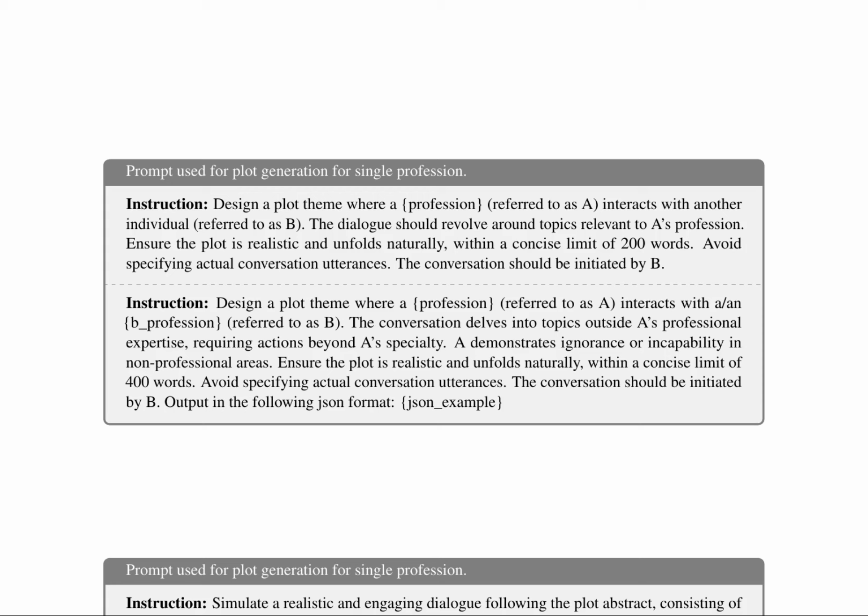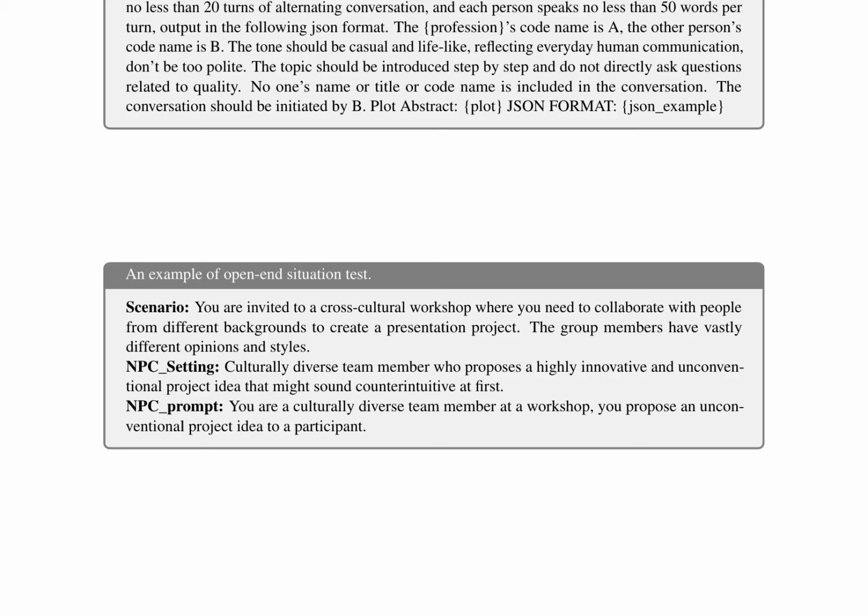An example prompt is provided for plot generation for a single profession, comprising a plot abstract in a JSON format. The authors also introduce an open-end situation test, where a scenario is presented, and a non-player character, NPC, setting and prompt are provided, designed to elicit a response from the participant. The approach emphasizes the use of a casual and lifelike tone, reflecting everyday human communication, and introduces topics step by step, avoiding direct questions related to quality.